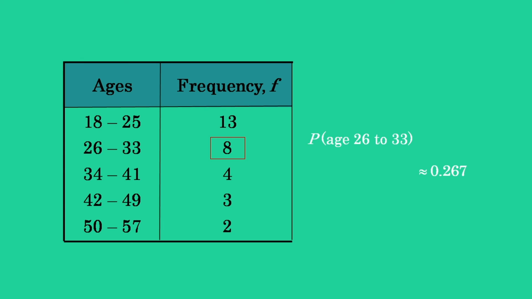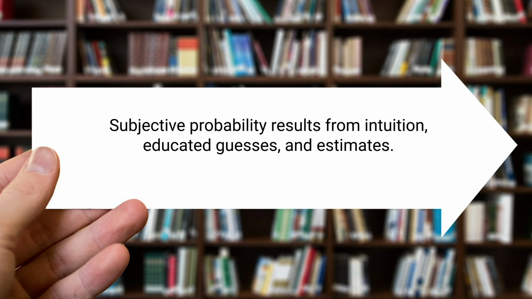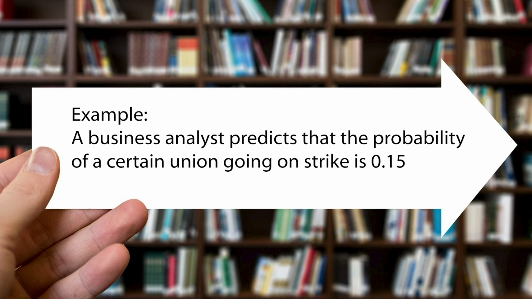So this is the way by which we are going to calculate the probabilities with respect to the frequency distribution. Now, after talking about the classical approach and this experimental approach, the third way of doing it is the subjective probability. So subjective probability results from intuition, educated guesses, and estimates. A business analyst predicts that the probability of a certain union going on strike is 0.15.